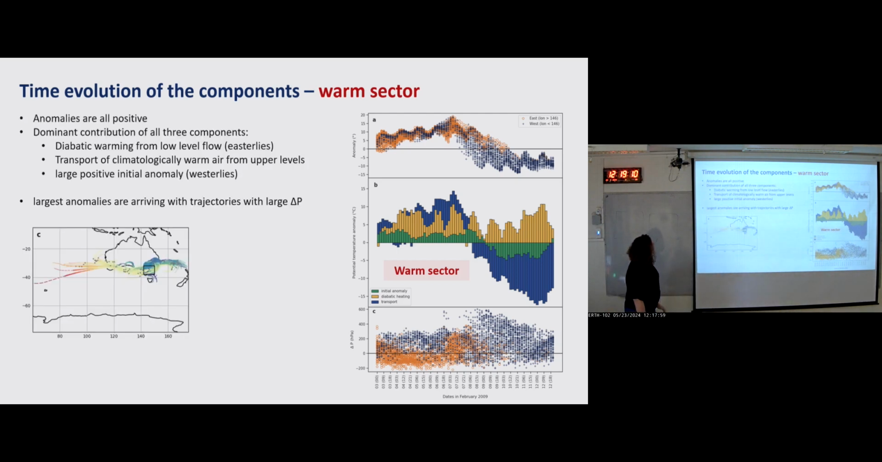Okay, so first of all the anomalies are positive, as I already said a few times. So we can see in the upper plot that all of them are above the zero line. And we also separated them by color to east and west. And we can see that actually a lot of the most positive anomalies are coming from the west, from the descending trajectories.